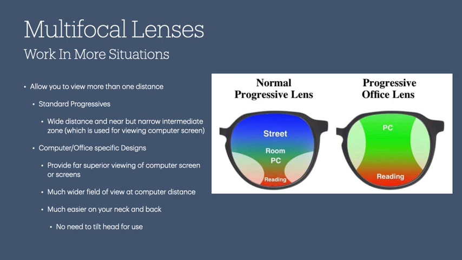So that if you're doing data entry, for example, you see the screen very well through most of the lens, and as you naturally look down to see the material you're taking information from, you can then see that with the lower part of the lens. This allows for a much, much wider field of view at that intermediate zone, which is what you really need at the computer, and prevents you from having to tip your head up or use the lower part of the lens to view the computer itself, which can lead to neck aches and other ergonomic problems.